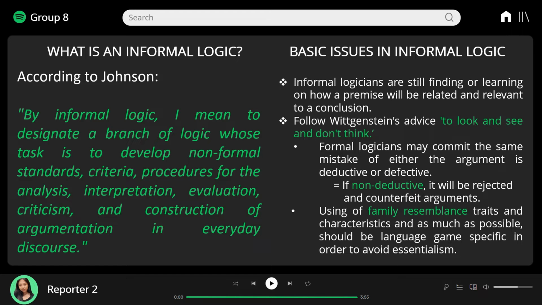Sinasabi din ni Sir Acuna na kinoconsider niya yung arguments na na-mention from above as analytic because claims of conclusions are supported by mere analysis of the meanings of the subject and predicate of the premises and conclusion. So, basic issues in informal logic.